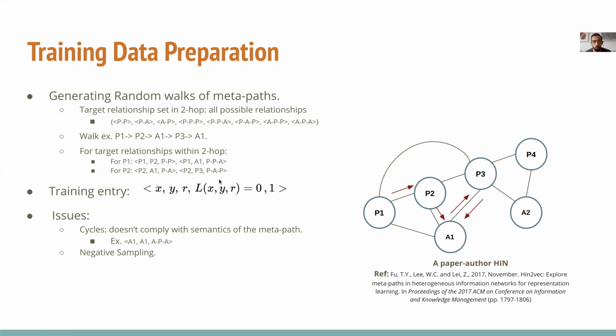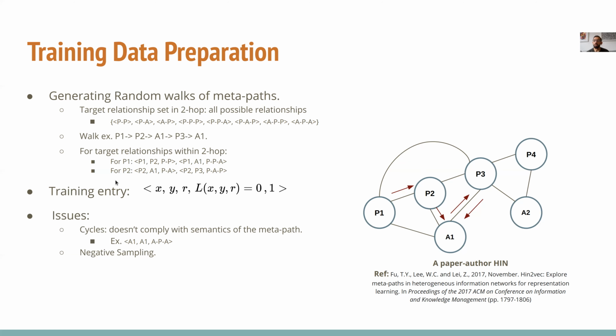So once we have this format for each node in the random walk, and we apply this, by the way, on all the random walks we have, we try to put them in this format. So we have X and Y, which is a pair of nodes. In this example, it will be P2 and A1, and then the meta path that connects them, which is R, and then finally we have 0 or 1. 1 means that the node X and the node Y are actually connected through this meta path. 0 means that X and Y are not connected through this meta path. Okay, and we call this negative sampling.